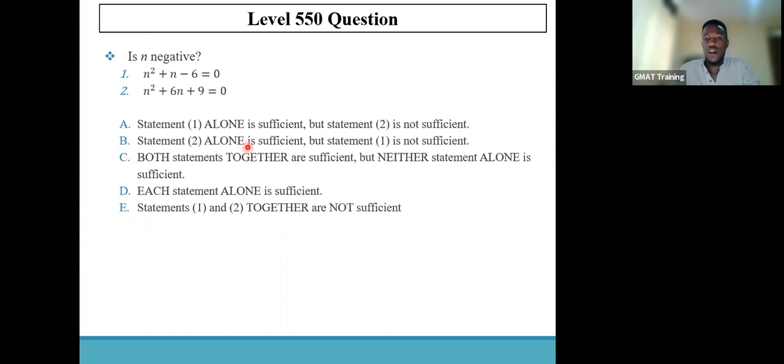The third one is that both statements in combination are sufficient, while in separation none of them can be sufficient. The fourth answer choice you choose when each of the 2 statements is sufficient in isolation. Then the final one is when neither of the statements can be sufficient, be it in isolation or when they are put together.